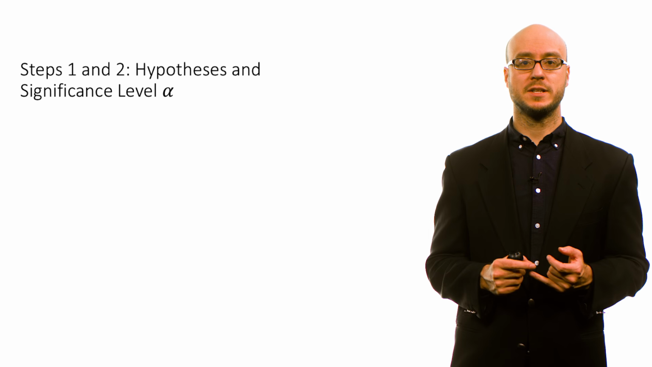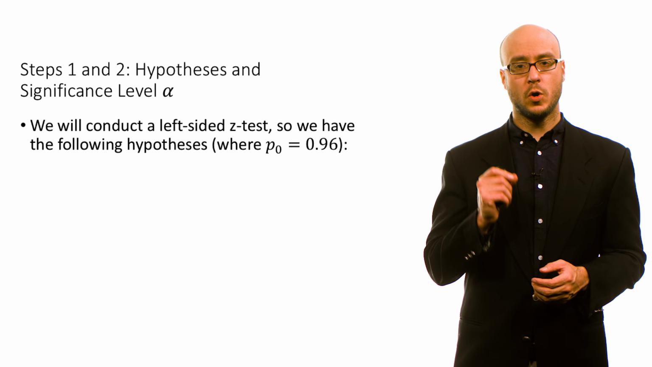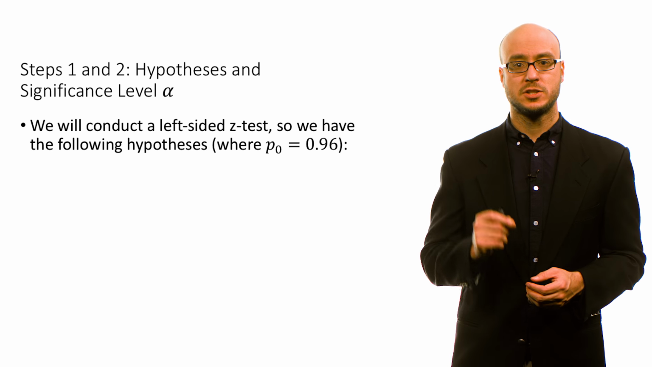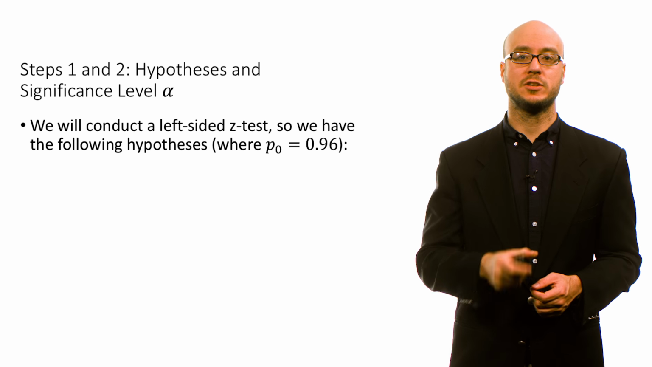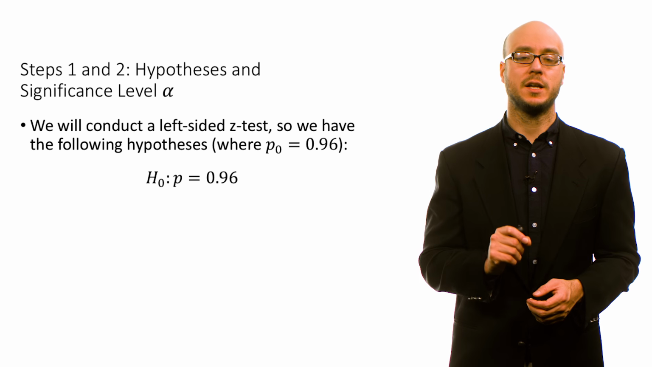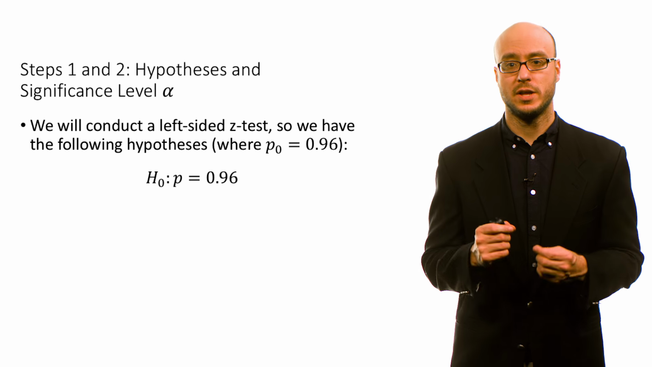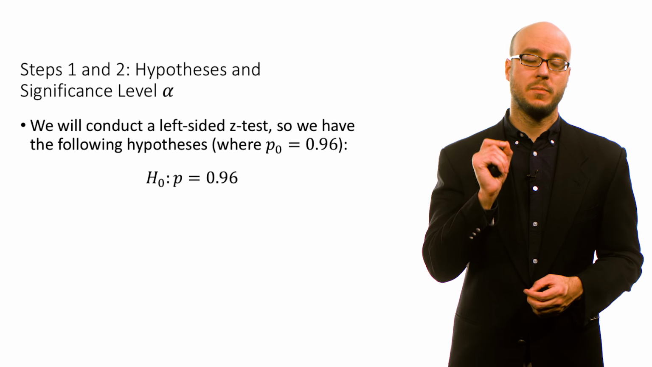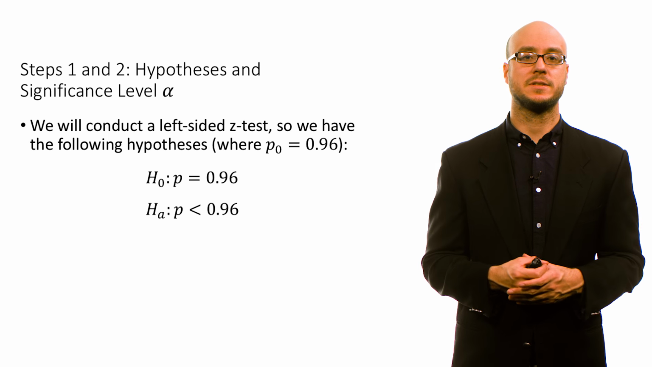For steps 1 and 2, we want to set up our hypotheses and set our significance level alpha. We're going to conduct a left-sided test, so we have the following hypotheses, where the null proportion is 0.96. So the null is that economics is just as scientific in terms of its perception among the American public as physics. So the idea here is that the population proportion for economics is 0.96. 96% of people think economics is scientific. The alternative is that the proportion is less than 0.96.